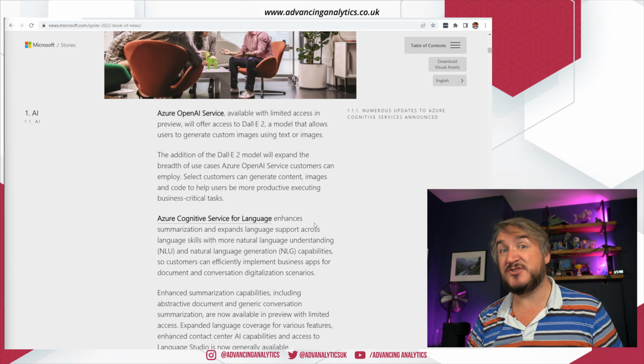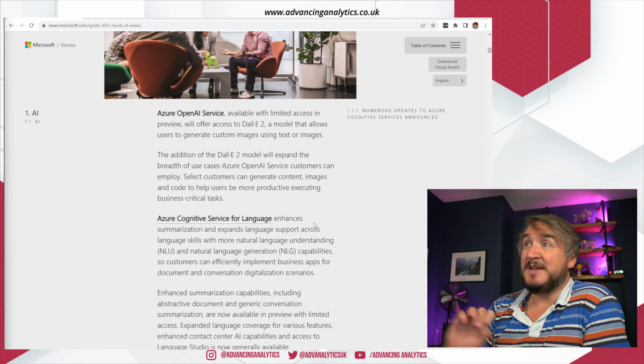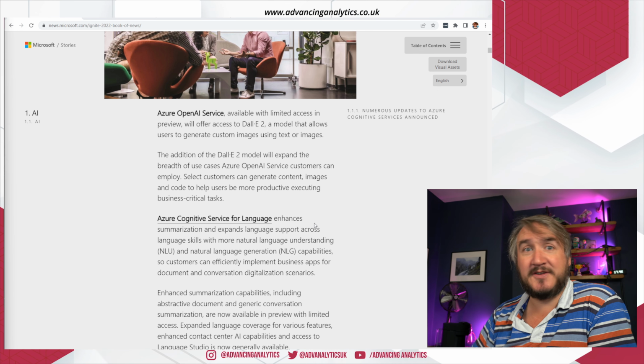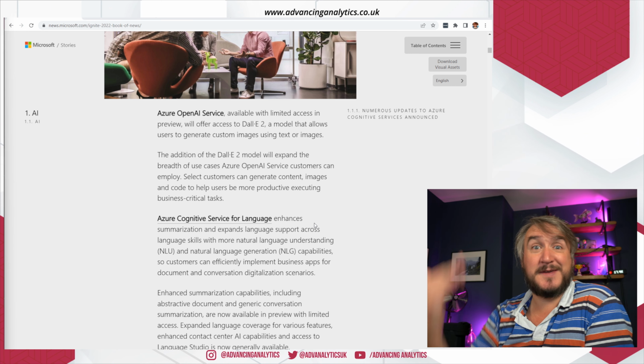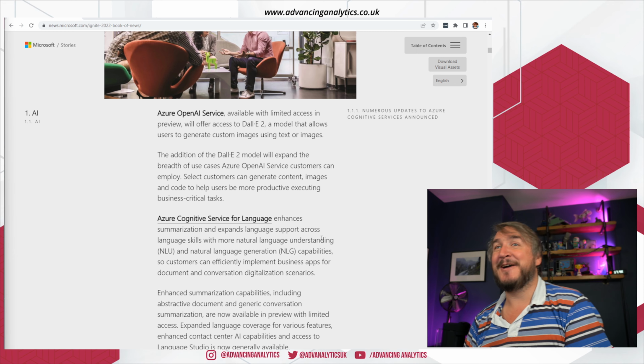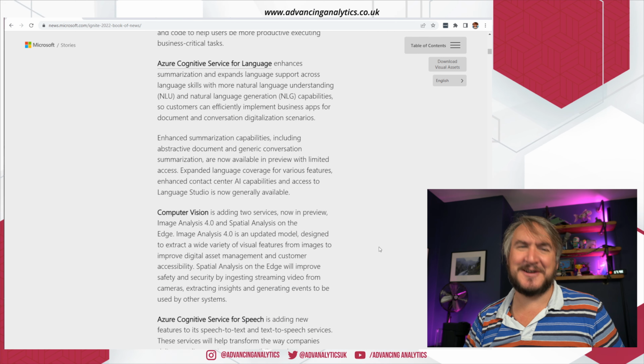Hopefully we'll eventually see it become part of the available cognitive services, where if you wanted to generate a brand new image to represent something, as part of your reporting, part of your analytics, just to theme something, you could now do that, which is really interesting. I'm not quite sure it's a business critical task, but interesting stuff.